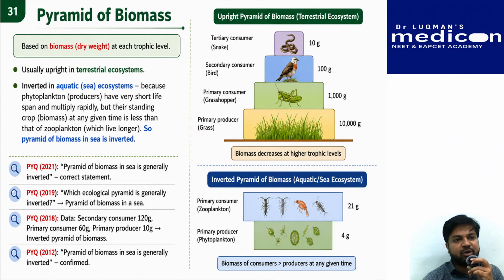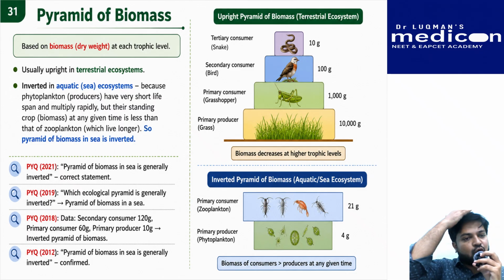Now comes the pyramid of mass. The pyramid of biomass is based on biomass, which means dry weight at each trophic level. It is usually upright in terrestrial ecosystems and inverted in aquatic sea ecosystems. The sea ecosystem's pyramid of biomass is inverted because the phytoplankton producers have a very short lifespan.